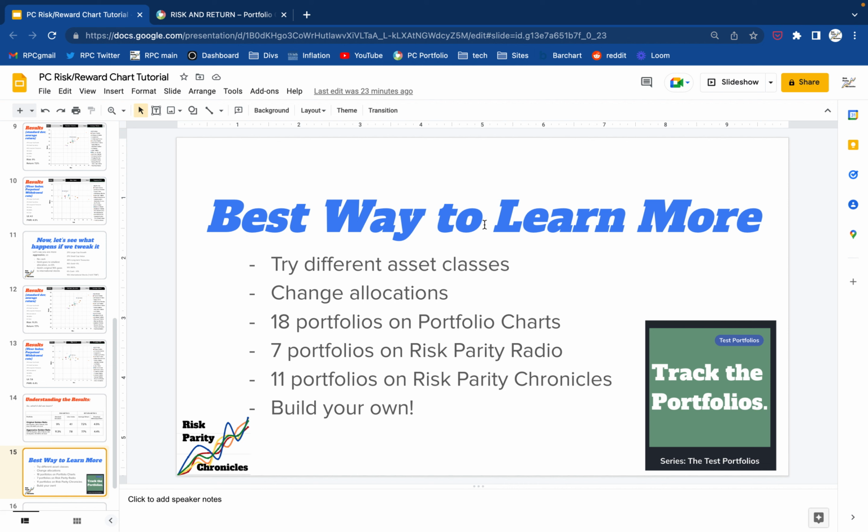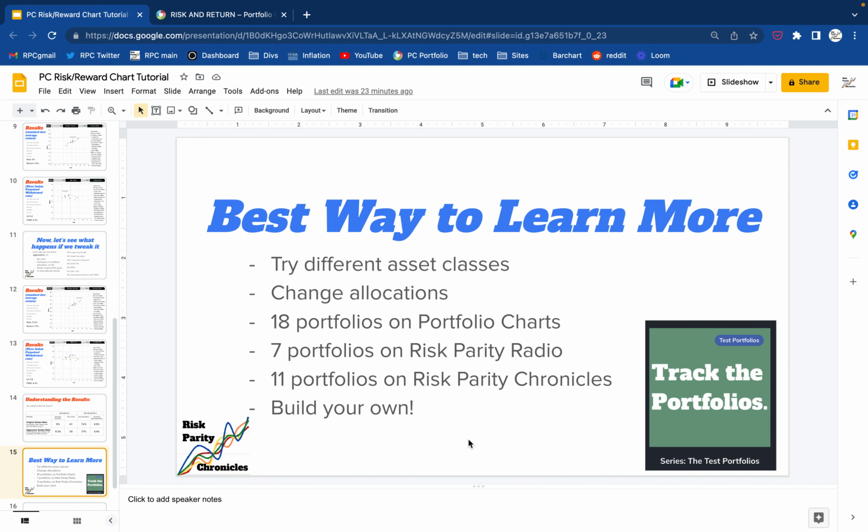All right, so last, before I finish this tutorial, the best way to learn more is to go to the tool and try different asset classes. You'll get a sense of how they function. You can change allocations, of course. There are 18 portfolios on Portfolio Charts that you can enter in and see how those work. If some of them really strike your fancy, take the original, tweak them, change them. Notice what changes, notice the results of the changes that you make.